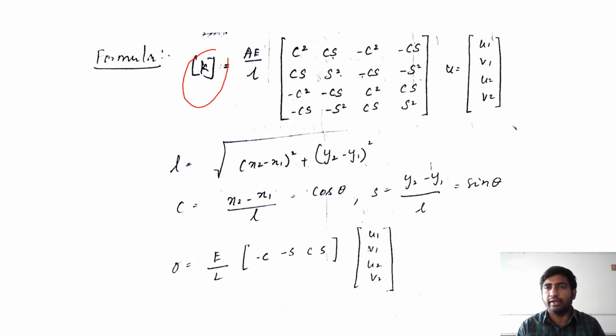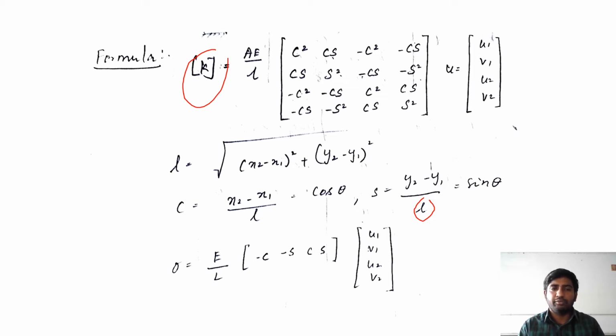U1 is the displacement along x direction in node 1. V1 is the displacement along y direction in node 1. Similarly, U2 and V2 are the values of node 2. Here the formula for calculating the length is root of (x2 minus x1) whole square plus (y2 minus y1) whole square. The c value is taken from this formula: c equals x2 minus x1 divided by L. Similarly s is equal to y2 minus y1 divided by L. So L is the length of the truss.